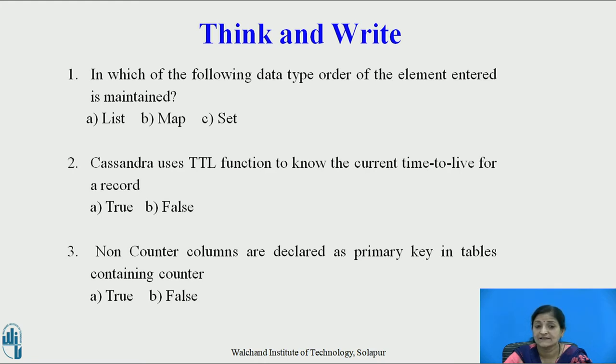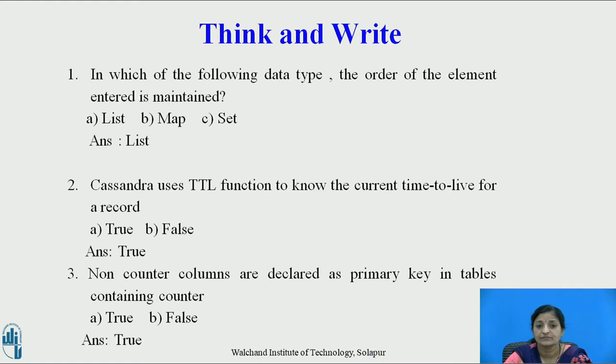So let's see what are the answers for these questions. In which of the following data types is the order of the elements entered maintained? So it is a list, because list is defined to be a group of elements in which the order of elements is maintained. Now, Cassandra uses TTL function to know the current time to live for a record. Yes, it is true. We have already shown it in the above example. Non-counter columns are declared as primary key in tables containing counter. True, because non-counter columns cannot exist with counter columns. So non-counter columns are declared as primary key.